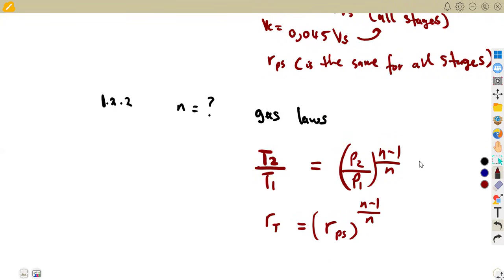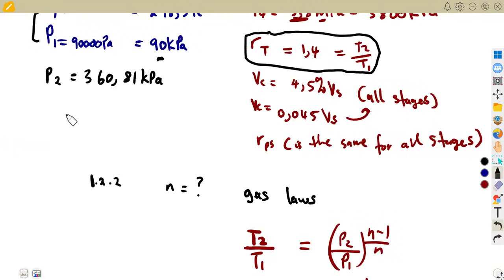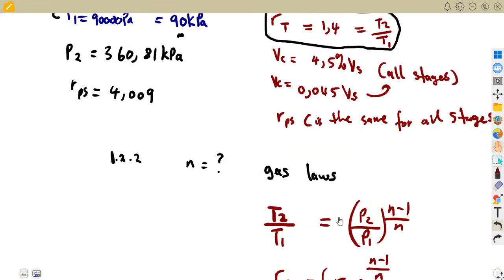So it's just a substitution that is happening here. Remember our pressure ratio, guys, that was the first question that we calculated. I still remember we got something like 4,009. That was our pressure ratio. So we are just substituting the temperature ratio, which is 1,4. So 1,4, our temperature ratio, is equal to the pressure ratio. Our pressure ratio, remember, we got 4,009.